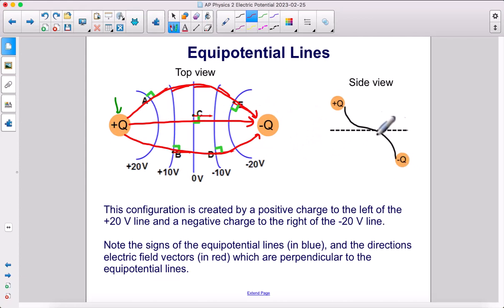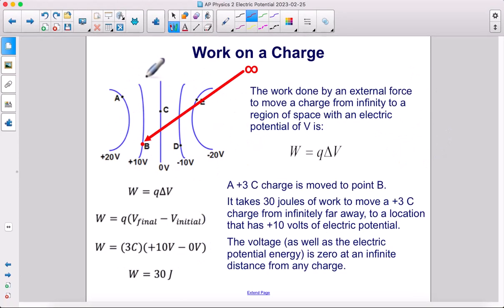Here is what the side view would look like for this, because this positive Q would be up on a hill, and this negative Q would be down in a valley, and then right in between, there'd be 0 altitude or 0 voltage. So if you placed a small positive charge here, it would roll downhill all the way to the negative Q.